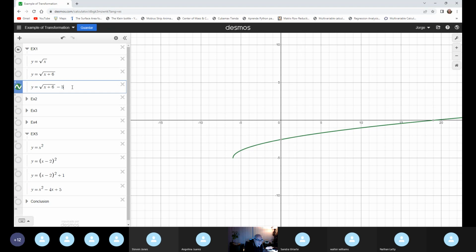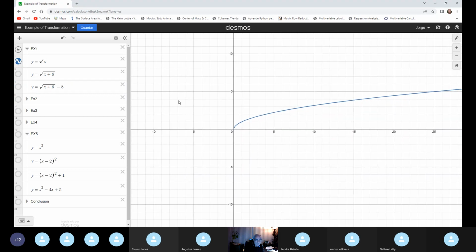We have different transformations. According to the order of transformations, we first do the operation inside the radical, which is adding 6. Adding 6 means horizontal shift 6 units to the left. And finally, minus 5 means vertical shift 5 units down because it's negative. So you are doing it step by step. You start from the classical basic square root function. It is this.